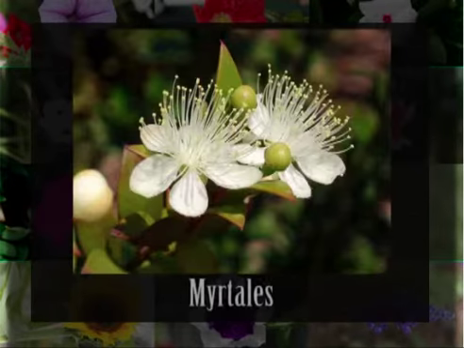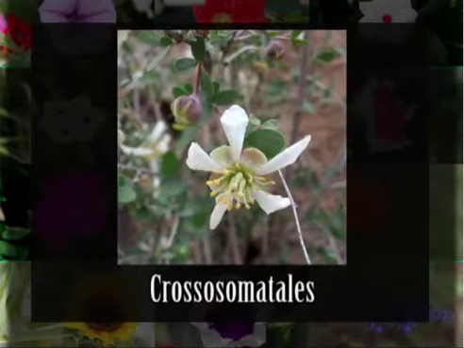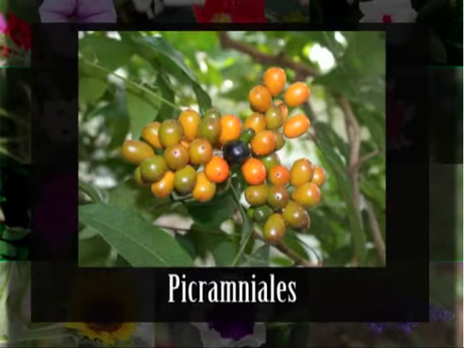This Geraniales order is followed by Myrtales. Myrtales includes families like Lythraceae or Myrtaceae. Under the Myrtaceae, we have the common eucalyptus. This Myrtales is followed by one more order called Crossosomatales. This Crossosomatales is followed by one more order called Picramniales. This Picramniales is a smaller order having just a single family, Picramniaceae.